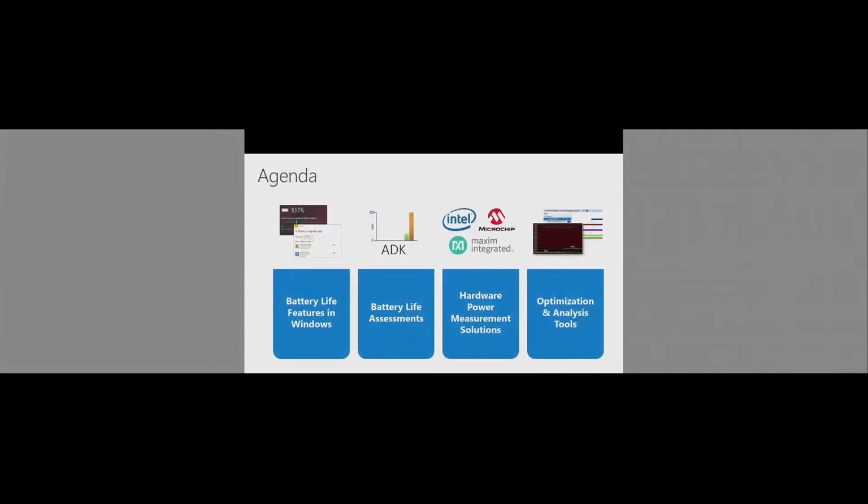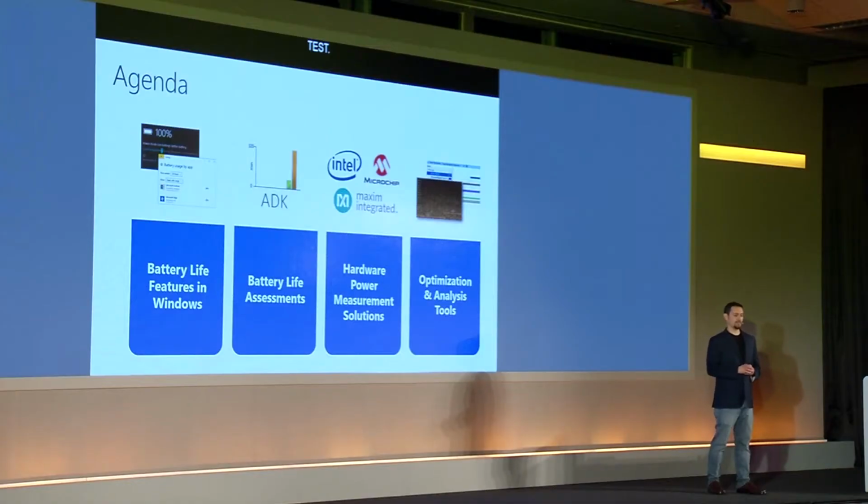So we have 4 main areas that we're going to focus on in this talk today. We'll start by reviewing battery life features in Windows. This includes the performance power slider, the energy estimation engine, and the battery user experiences, to name a few. Then we'll switch gears and share some updates on battery life assessments, which can be used to assess your devices before you ship and make sure you're on track as far as meeting your battery life goals.